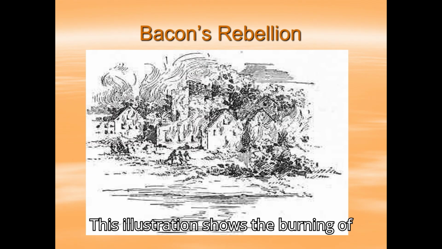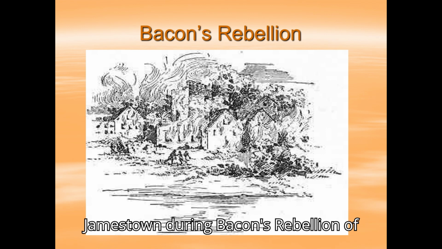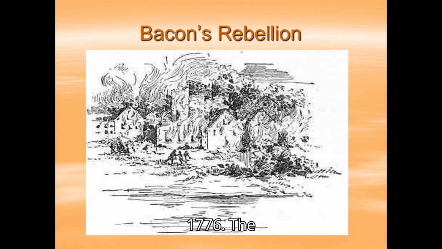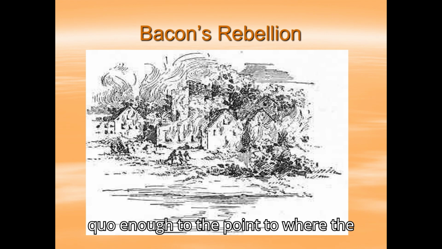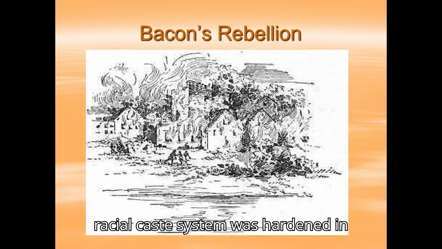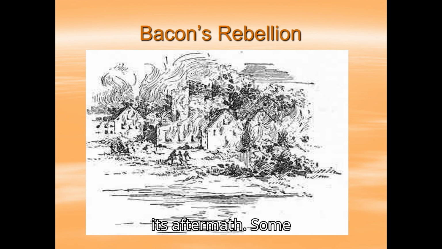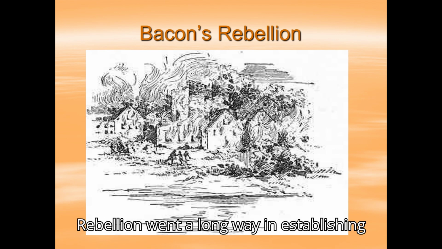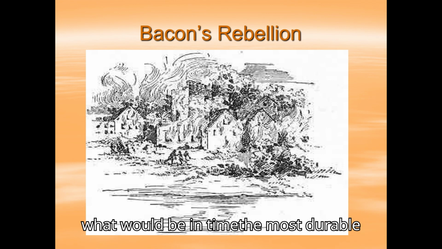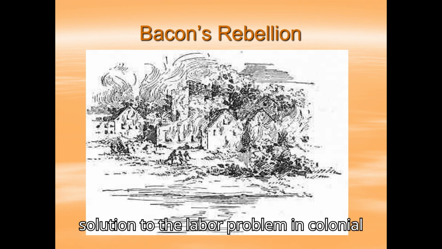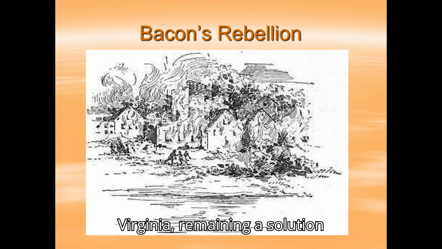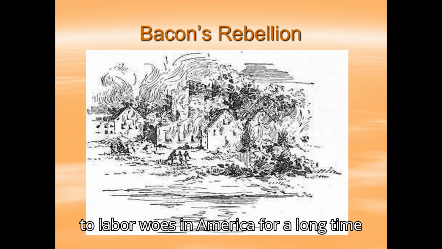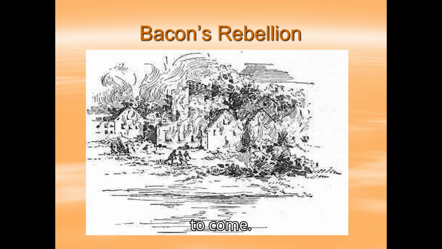This illustration shows the burning of Jamestown during Bacon's Rebellion of 1776. The biracial cooperation between landless blacks and whites sufficiently alarmed the ruling status quo to the point where the racial caste system was hardened in its aftermath. Some historians would argue that Bacon's Rebellion went a long way in establishing what would be in time the most durable solution to the labor problem in colonial Virginia, remaining a solution to labor woes in America for a long time to come.